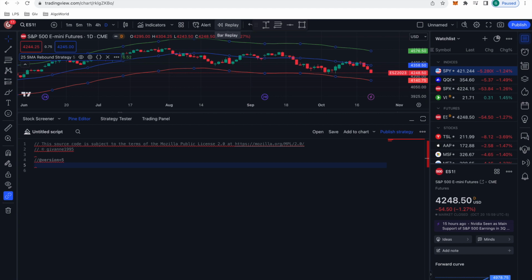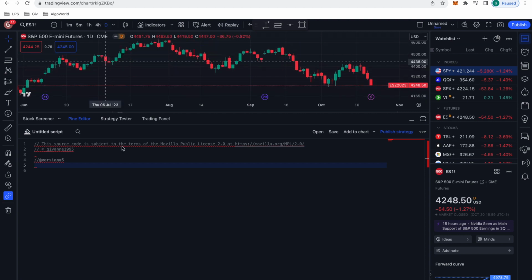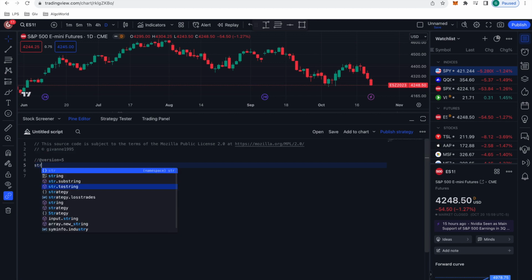All right. So this is where we get into TradingView. I actually have it already here, but I'm going to build it out from scratch. All right, so if you guys are ready, let's get it. Of course, you have to make sure you have version 5 here for Pine Script. And then we get into the actual strategy.